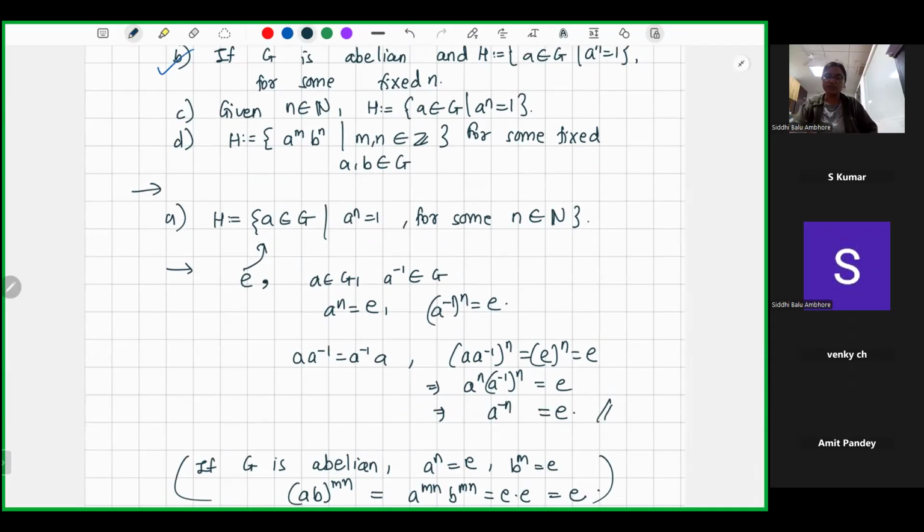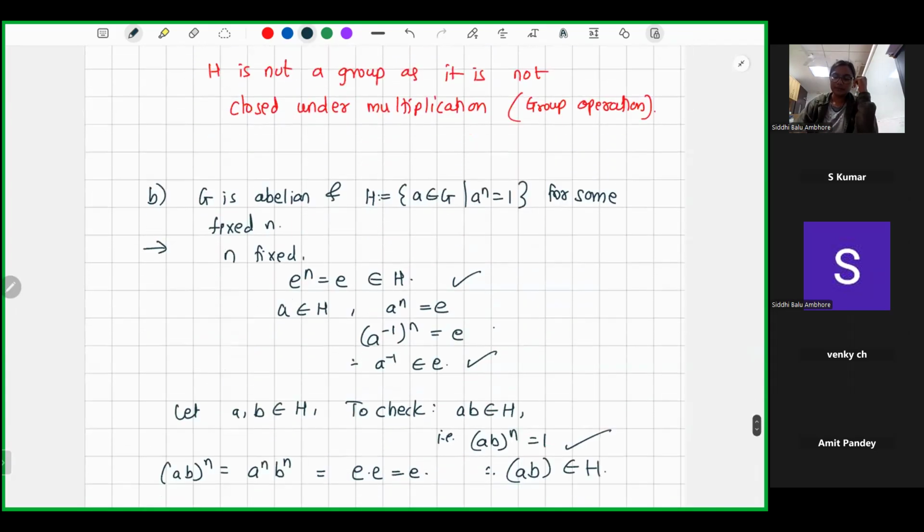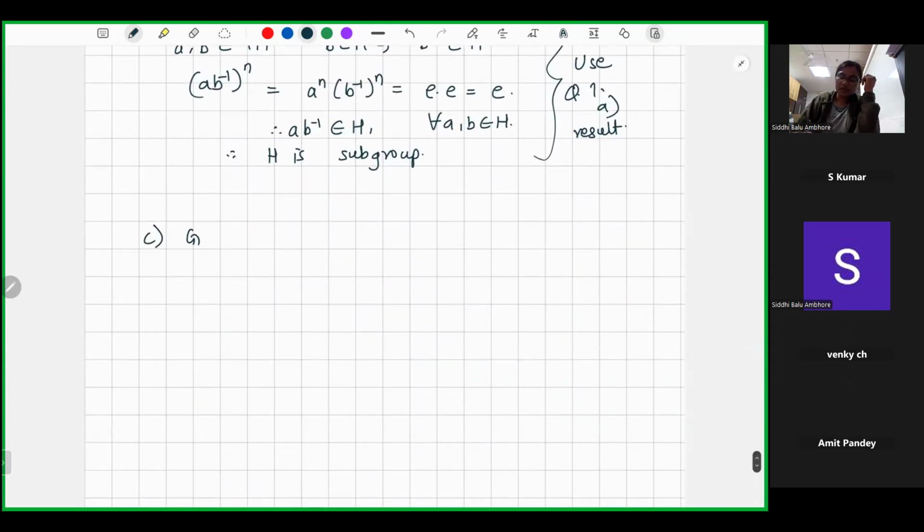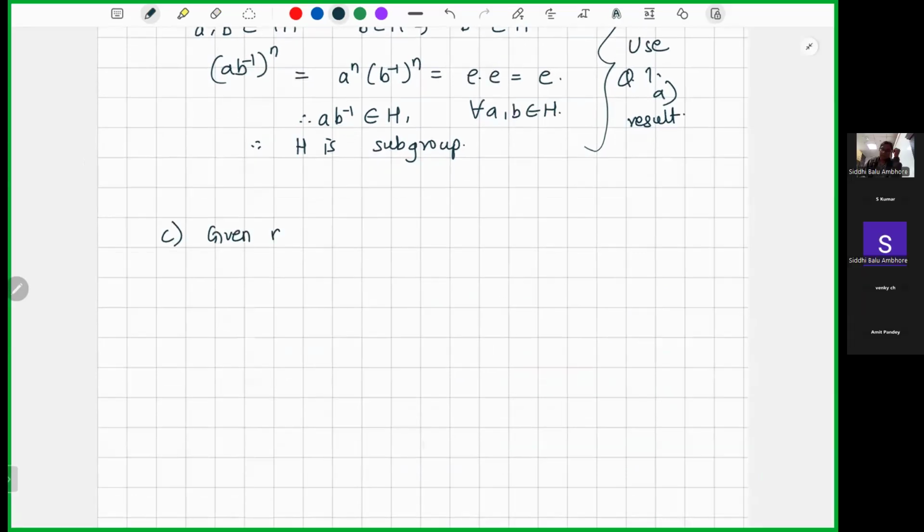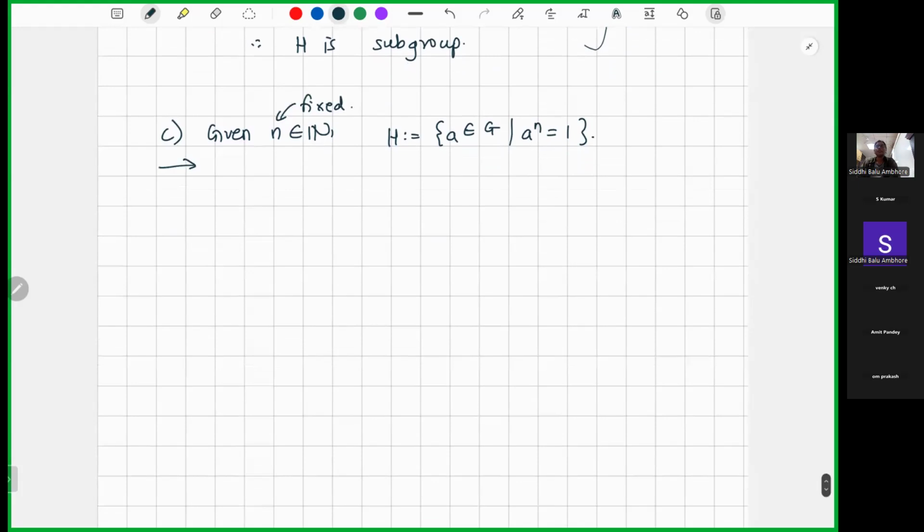And now this, that given n in natural numbers, A is in G, A power n is 1. So when they write this, it also means that n is fixed. Okay, so given n in N, H is the set of A in G such that A power n is 1. So again here this n is fixed. When they have written that, we are choosing n in N. Okay, so any guesses again?